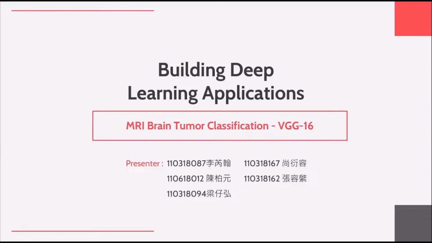Hi everyone, our team name is Lei1-3AAAA and our members are Li Ruihan, Sang Yinlong, Chen Boyuan, Zhang Longqi, and Liang Zhihong. And our final project is MRI brain tumor classification with VGG16.